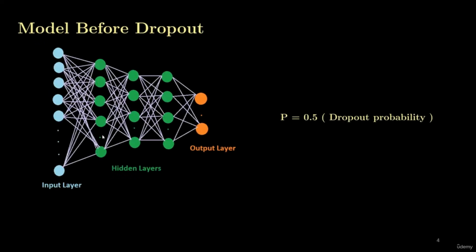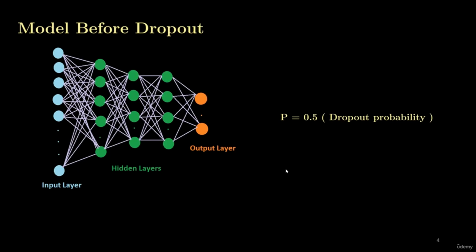Hi everyone, welcome to this lecture. In this lecture, we are going to learn about dropout regularization. Now, what happens in dropout regularization? Look at this model. This is a neural network before dropout regularization. It has an input layer, 3 hidden layers, and the output layer.